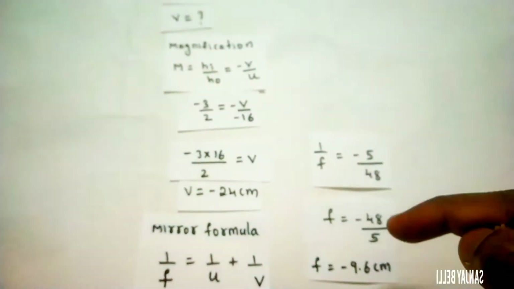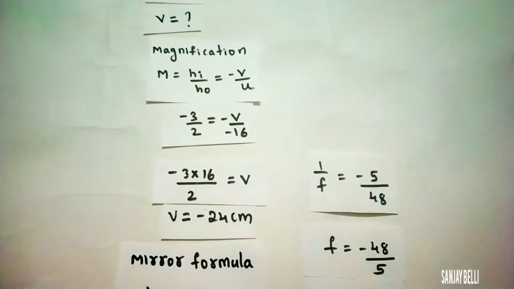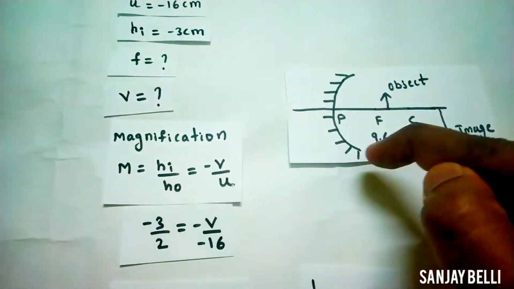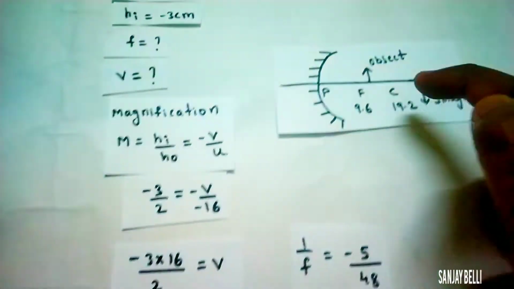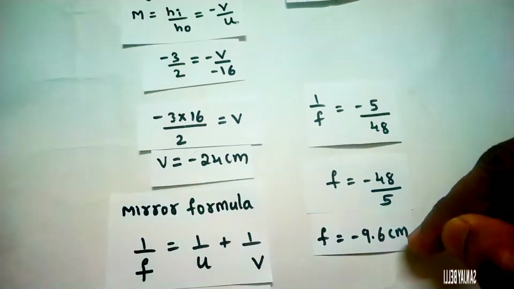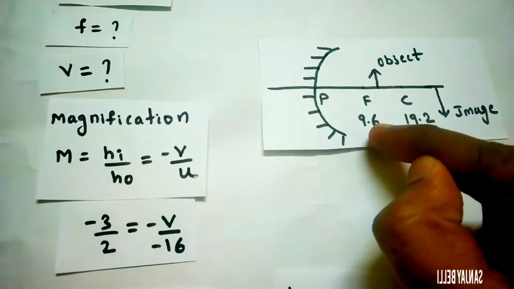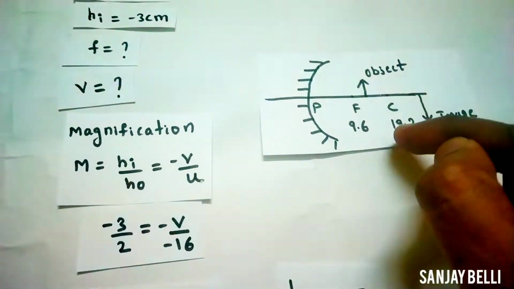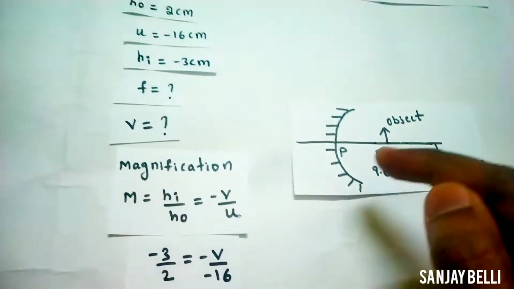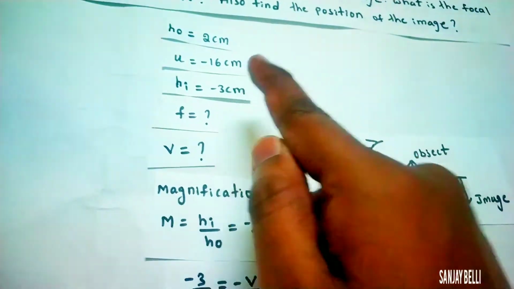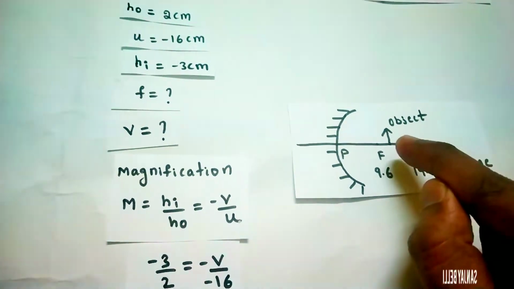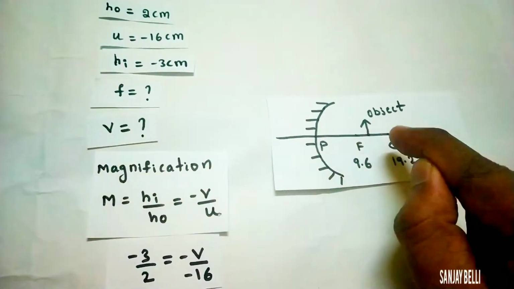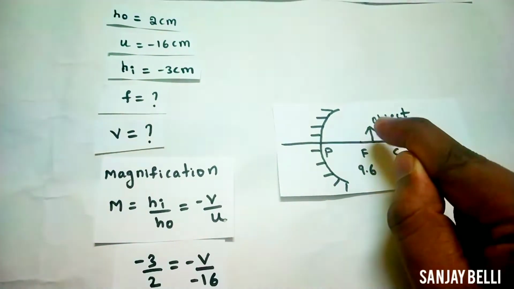Whether this answer is correct or not, we can check with the ray diagram. Here you can see the concave mirror with P, F and C. How much focal length did you get? 9.6. I placed F as 9.6. Then the radius of curvature, the center of curvature, will be double, that is 19.2. What is your U value? Minus 16. So minus 16 will come between F and C, less than 19.2. So the object is placed between F and C.